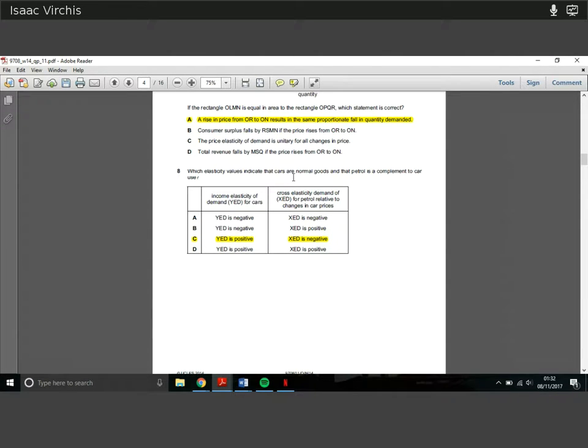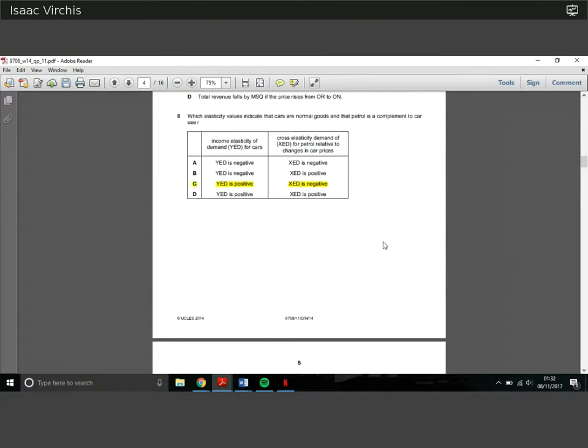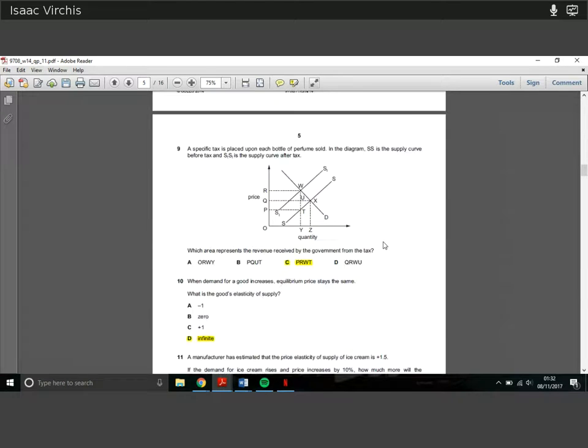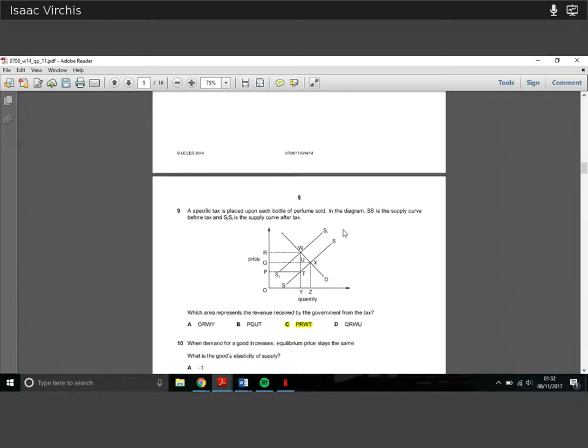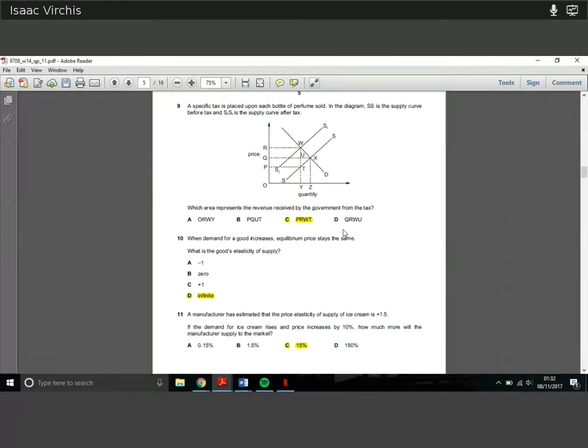And if petrol is a complement, then we know that its cross-price elasticity of petrol relative to changes in car prices is going to be negative. It's going to have a negative cross-price elasticity. As the price for one goes up, demand for the other goes down, because demand is likely to move in the same direction. So we're looking for a negative XED and a positive YED, so the answer is C. That's just relying on simple definitions of elasticities and you knowing what different elasticities denote in terms of types of goods.